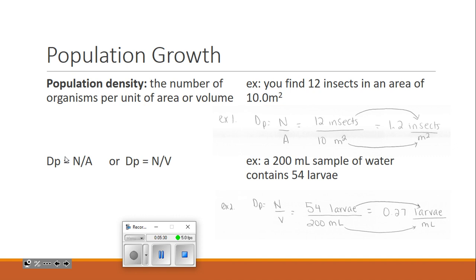Now, this is on your data sheet, right? This formula is on your data sheet. It even tells you what N and A and DP stand for on your data sheet. So unlike the Hardy-Weinberg thing where part of it was there and part of it wasn't, all of these things are there. You just got to put them together the correct way.